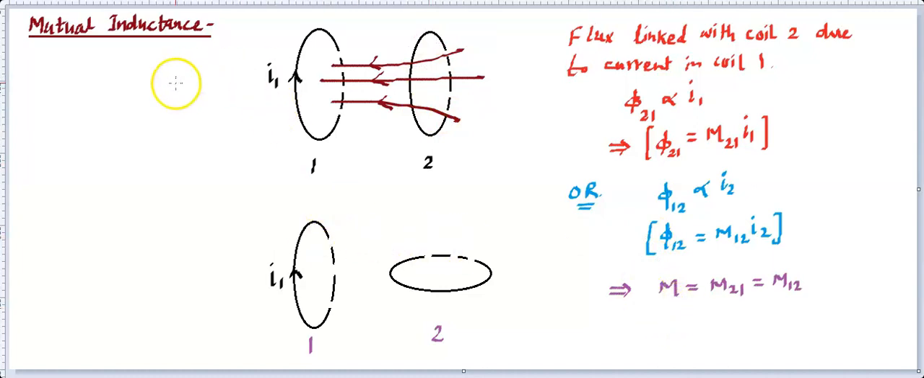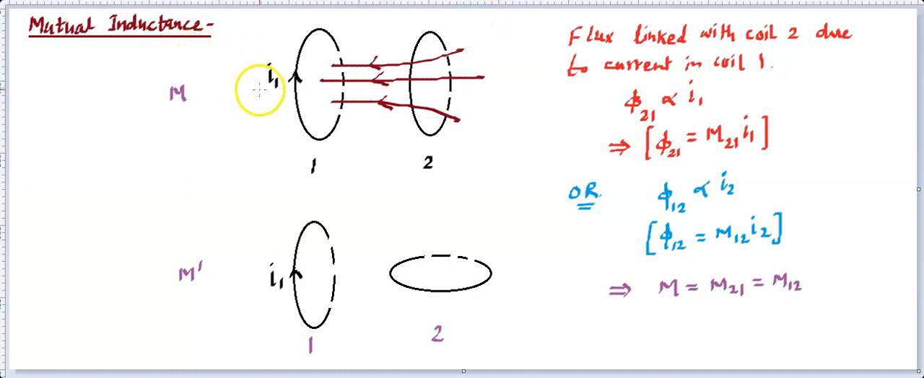Now let's say for this arrangement it is M, and for this arrangement it is M dash. You might be asked to compare between M and M dash. So how to compare? For that you need to see the flux linkages. If there are more flux linkages, that means the arrangement is effective for mutual inductance. If there are fewer flux linkages, then you'll find that is poor in terms of mutual inductance, right?